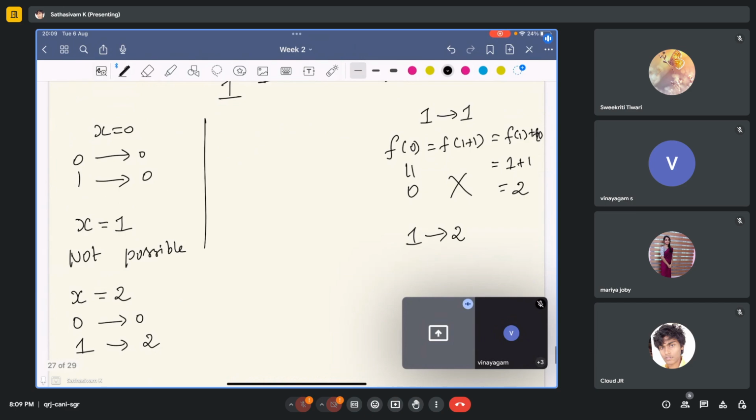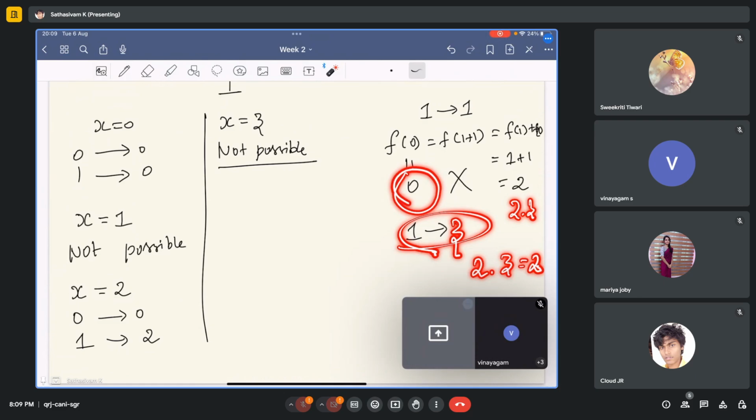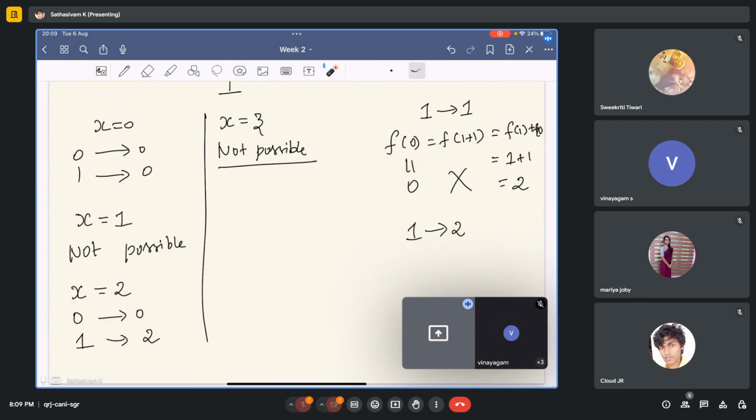Okay, and what is the other one? The other one is x equal to 3. So check, it is also not possible. Because whatever you map here, what you get is 2 times that same number. Sorry, if 1 maps to 3, you will get 2 times 3, which is actually equal to 2. Okay, but then it has to equal 0. So that is not possible. So it's kind of the same as this one.